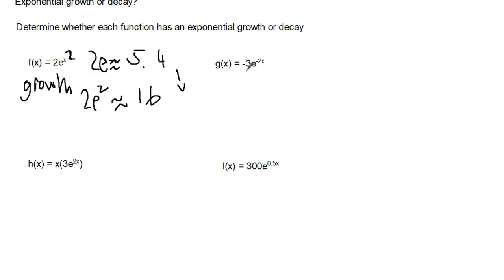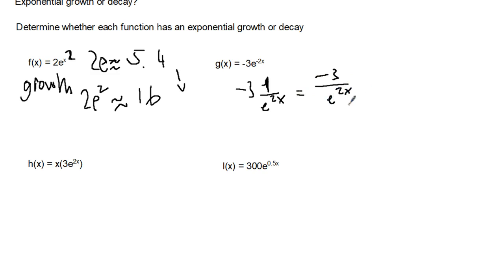Exponential growth. Right, next. g of x equals negative 3e to the negative 2x. Just by modifying this, you should already know what it is, but let's see. Negative 3, and then e to the negative 2x is also 1 over e to the 2x, right? And then that's equal to negative 3 over e to the 2x.